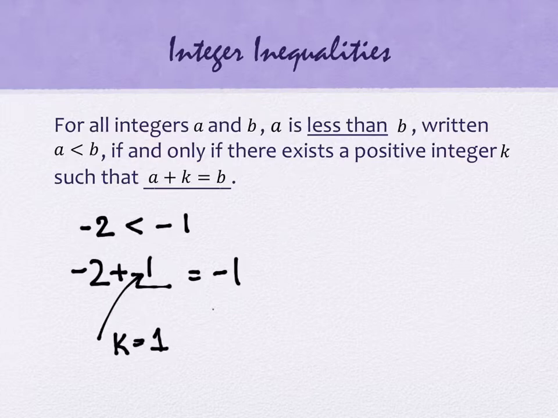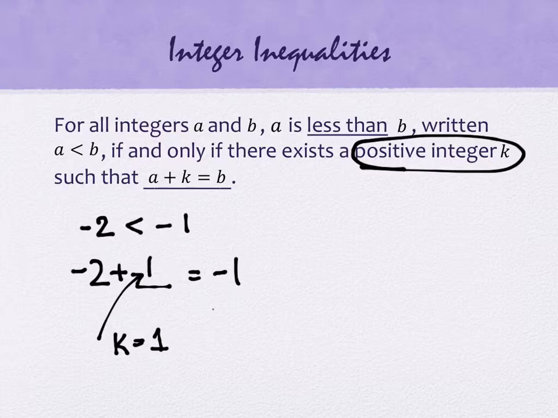And you'll notice k has to be a positive integer for this to make sense. If I could add negative 3 or negative 1, it wouldn't make sense, right? Because adding a negative would actually make it smaller, not bigger. So we can't actually just add any integer. We still have to add a positive integer, k.